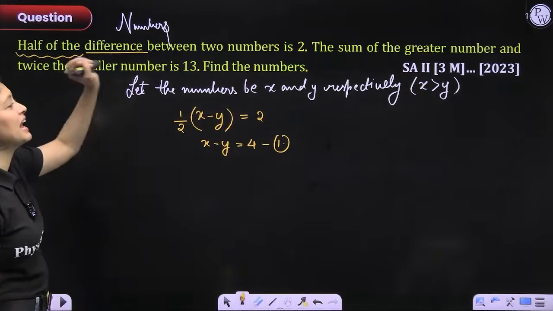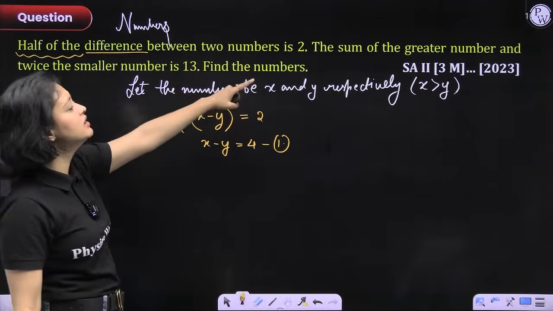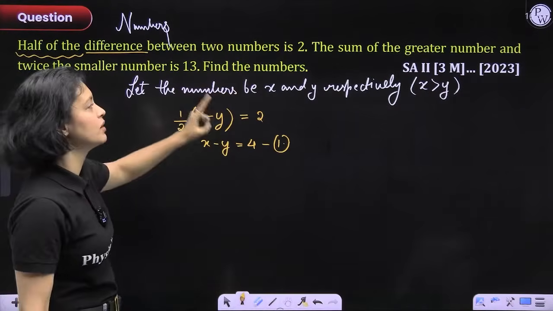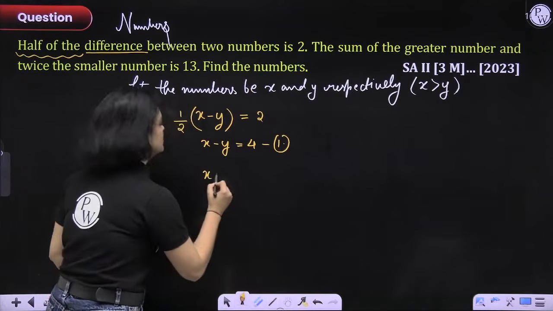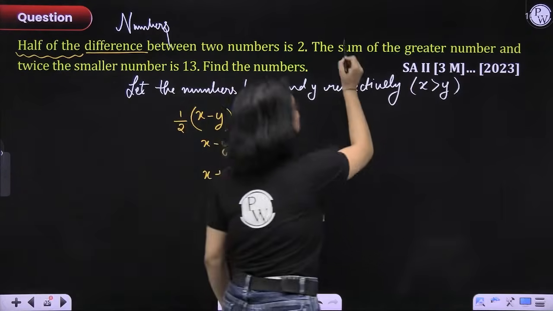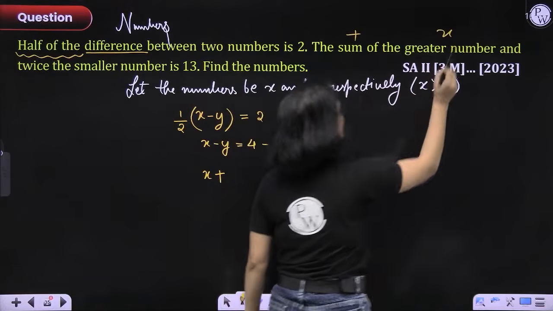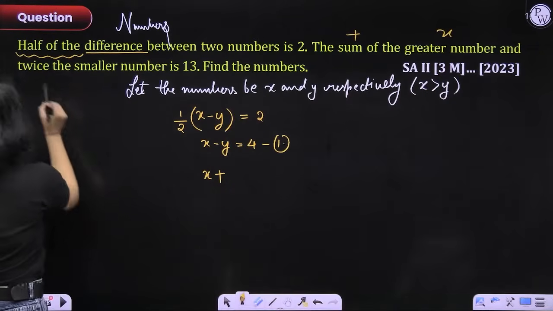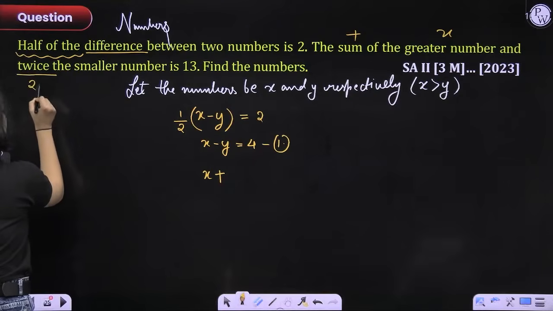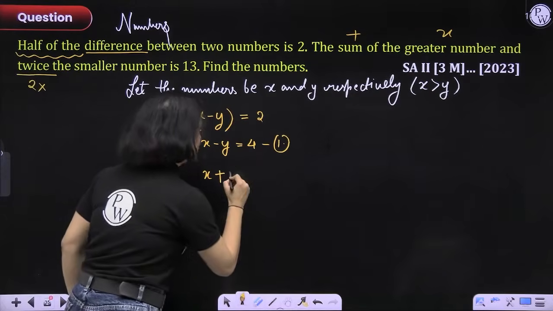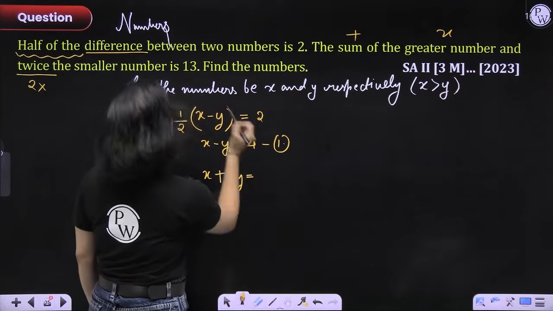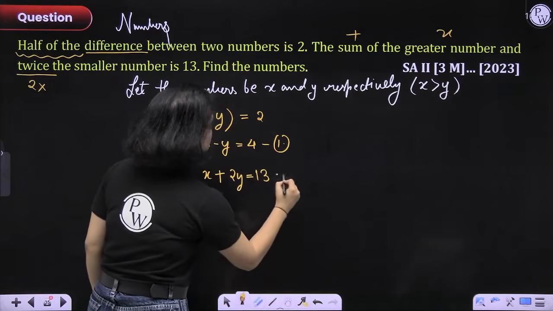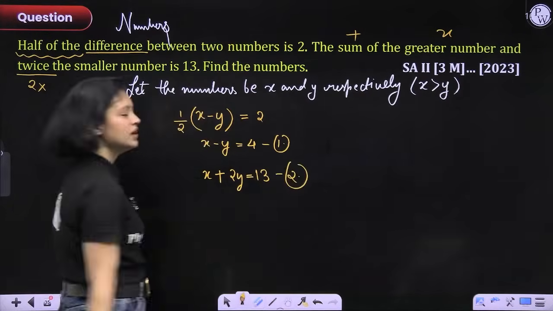Now, second statement. Sum of the greater number and twice the smaller number. Greater number is x. Sum means addition. So, x plus twice the smaller number. Twice means 2 into. Right. So, 2 into smaller number is y. So, x plus 2y is given as 13. This is equation number 2. Bas.